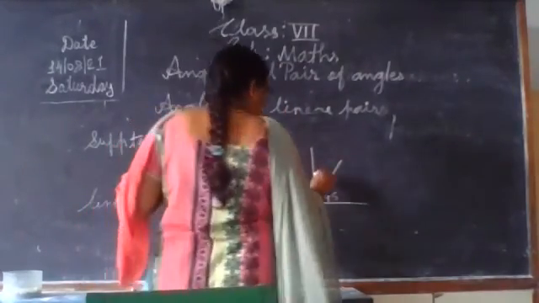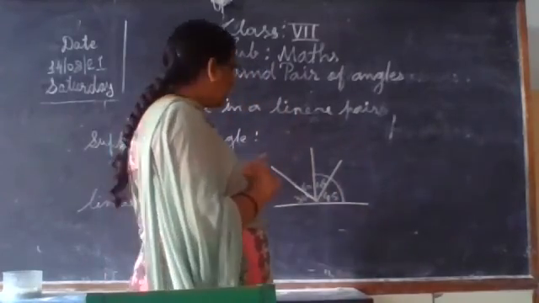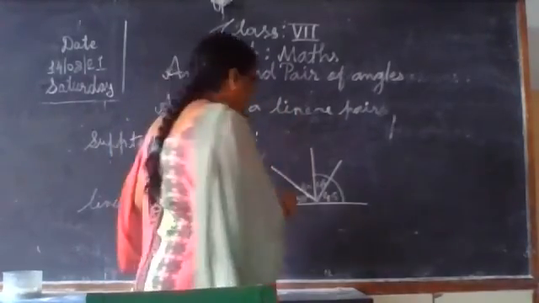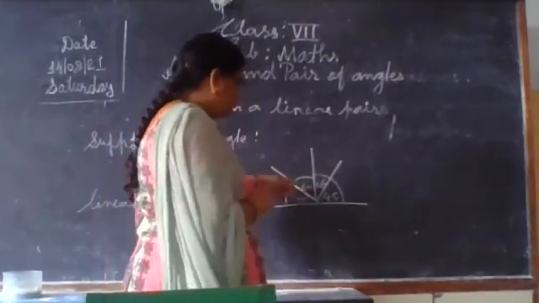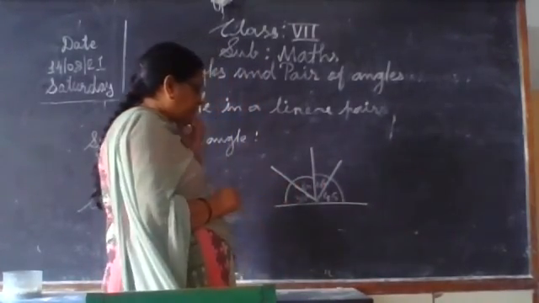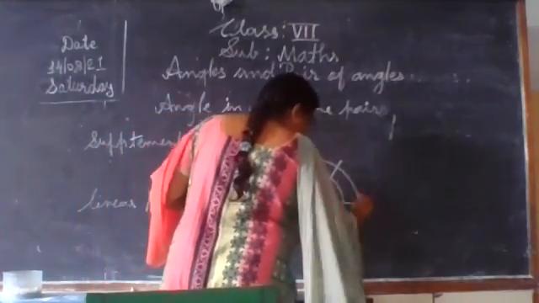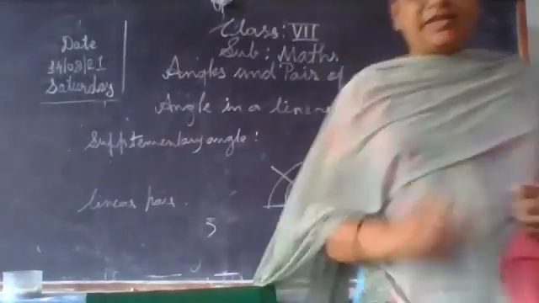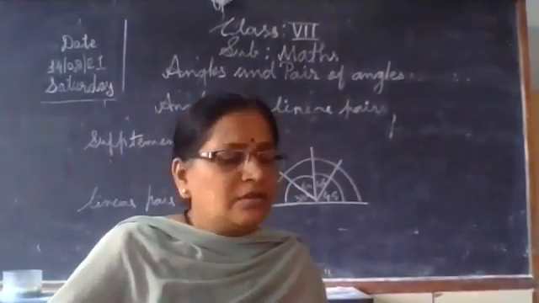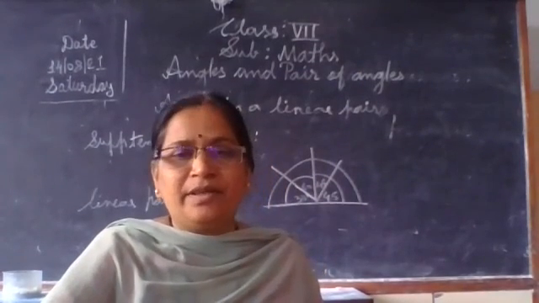So see, these two angles are complementary, but they are from the linear pair. These two are also complementary because the sum of 60 plus 30 is 90. But if you add all these four angles, the sum is 180 degree. So children, in this way, you can solve the questions on complementary and supplementary angles.